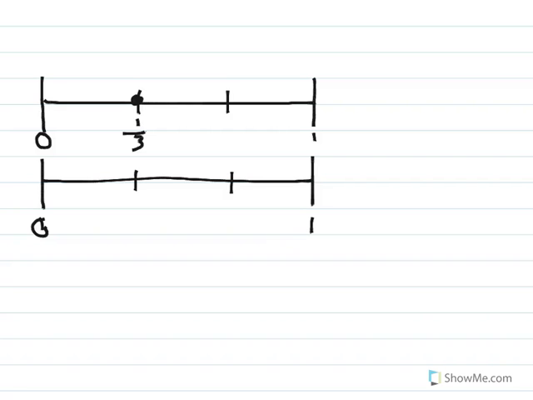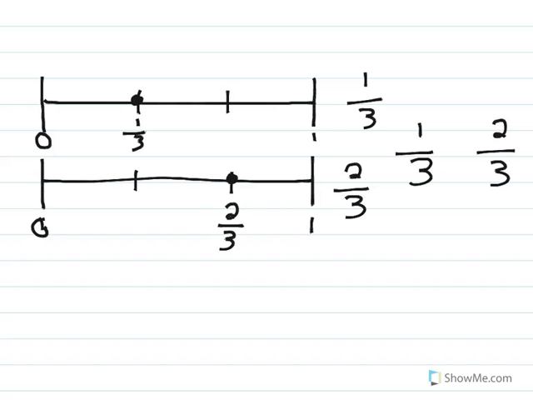I'm marking my first fraction right here. That is 1/3. I'm marking my second fraction right here. This is 2/3. Again, remember we're using the same denominator for both fractions. So I'm comparing 1/3 and 2/3. By looking at my number lines, I can tell that 1/3 is much closer to the 0 than the 2/3. That means that 1/3 is less than 2/3.